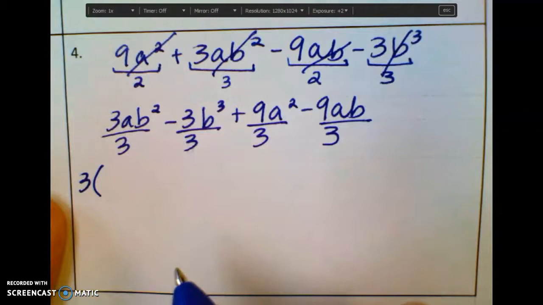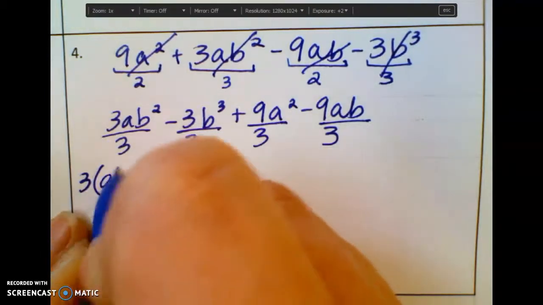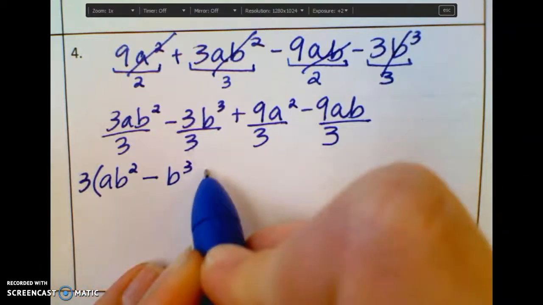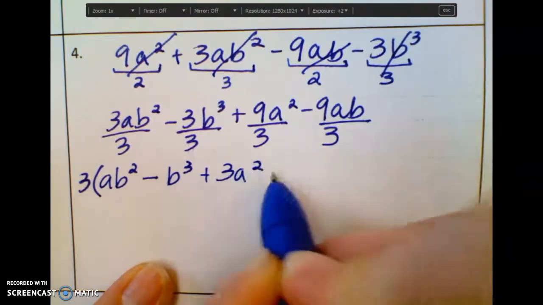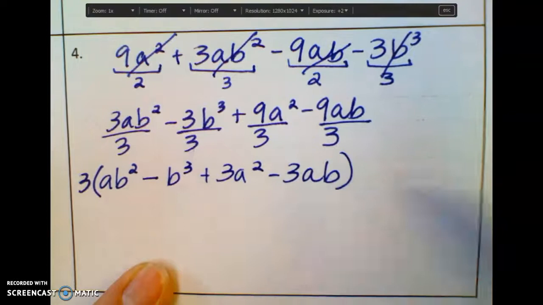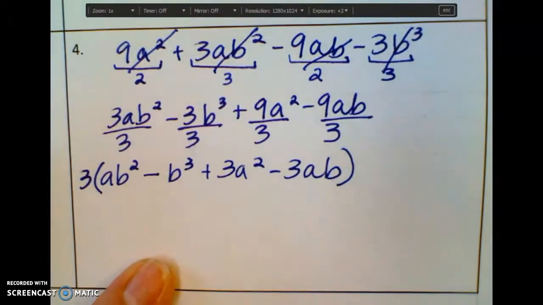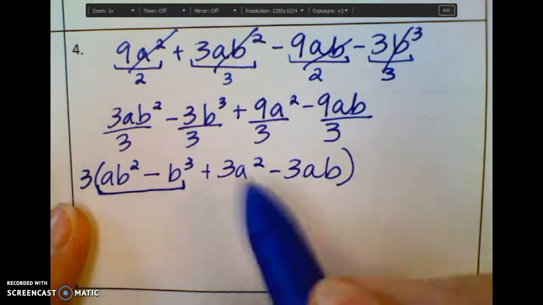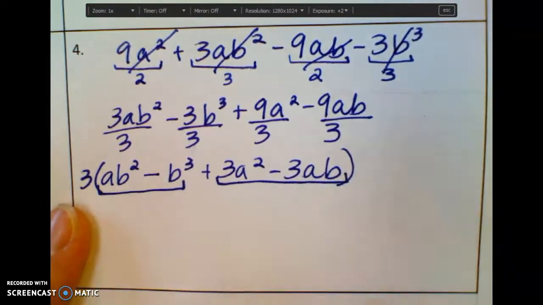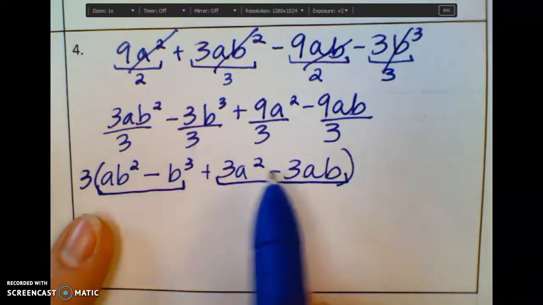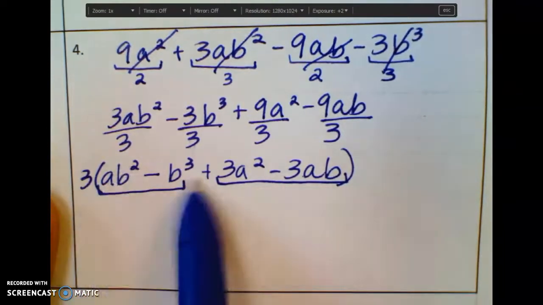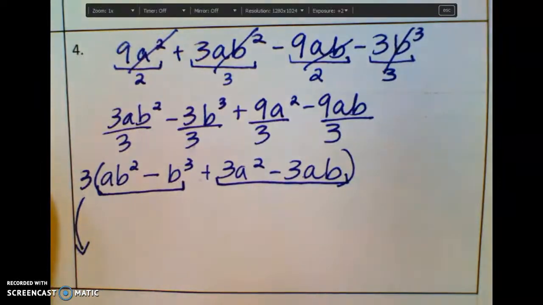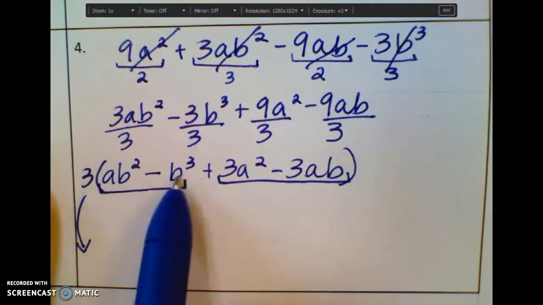When I take out that GCF of 3, we're left with ab squared minus b cubed plus 3a squared minus 3ab. So we took out the GCF. Now we have 4 terms, so it's time to group. So we group these together, and take out the GCF of each part. This 3, just leave it for now and we'll bring it down later. So ab squared minus b cubed.